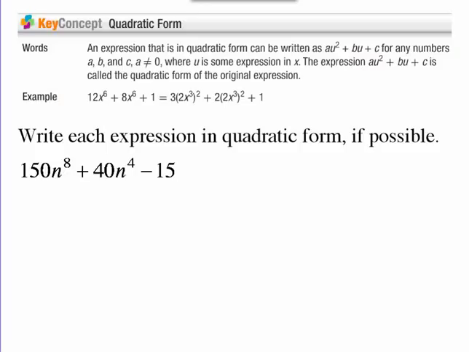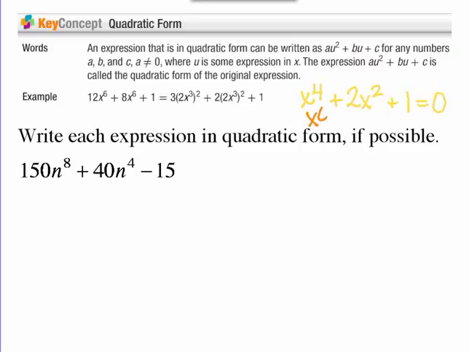Quadratic form is an expression that can be written as AU squared plus BU plus C for any numbers A, B, and C. A cannot equal 0. Where U is some expression. So, for example, I have, in this case, 12x to the 4th plus 8x squared plus 1. If you take a 2x cubed and you square it, that's what you end up getting. You will see quadratic expressions written like this.